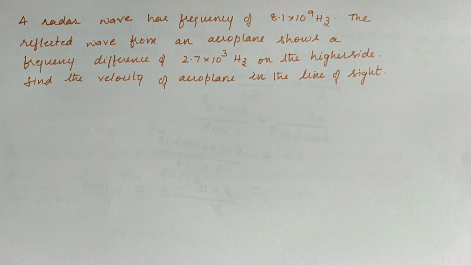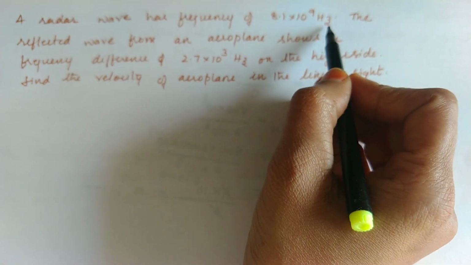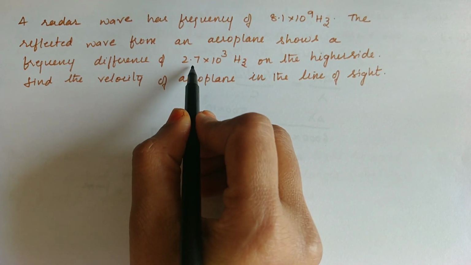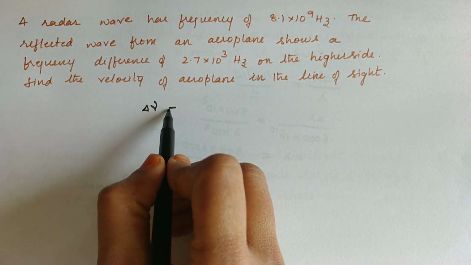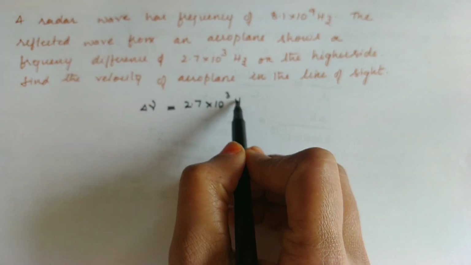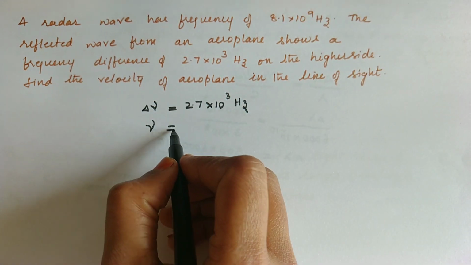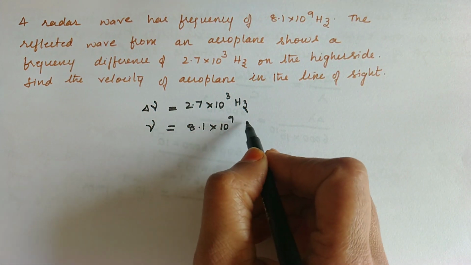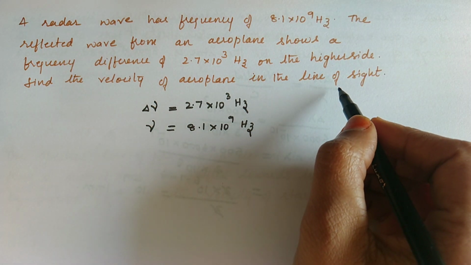So in this question also, they have given you a radar wave, which is having a frequency of 8.1 into 10 power 9 hertz. The reflected wave shows a frequency difference of, okay, so they are not giving you the reflected frequency, but the difference in frequency. So the change in frequency is 2.7 into 10 to the power 3 hertz. And what is the original frequency? Frequency of radar is 8.1 into 10 to the power 9 hertz. The question is to find out the velocity of the aeroplane in the line of sight.